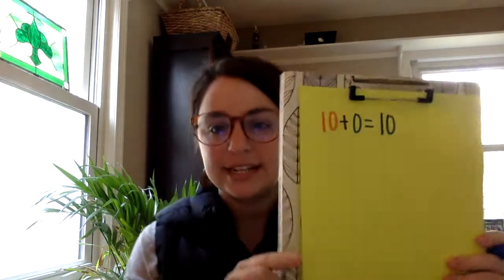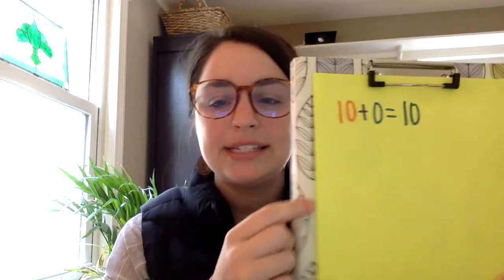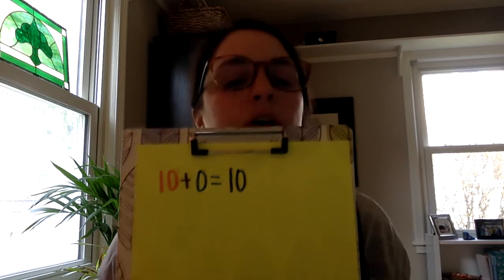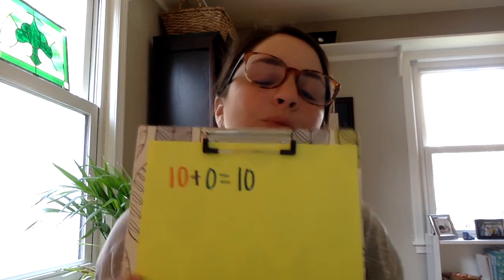So our sum is 10. That's right. So our addition sentence looks like this. 10 plus 0 equals 10. Well, what if I want to keep the same sum, but I want to change up the groups? Well, I'm going to have a mystery to solve. Does anyone want to solve my mystery with me?